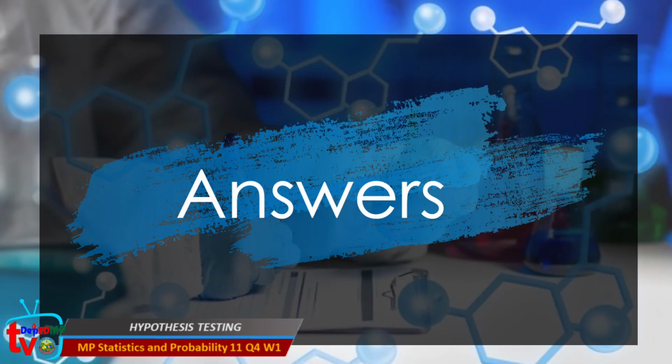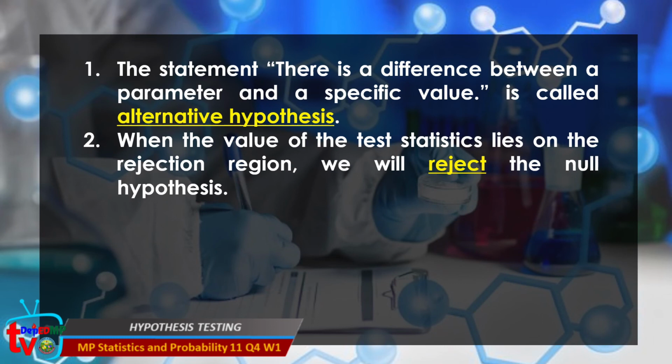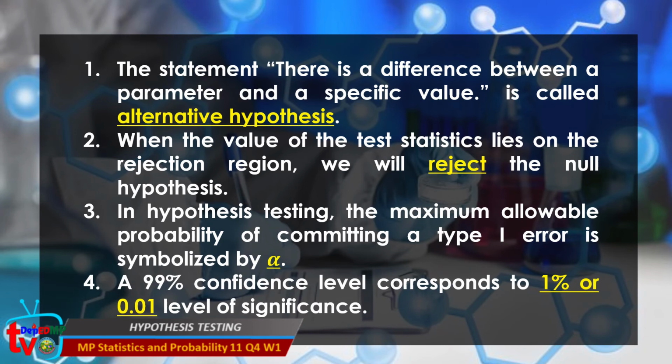Let us now check your answers. Number 1. Alternative hypothesis. Number 2. Reject. Number 3. Alpha. Number 4. 1% or 0.01.